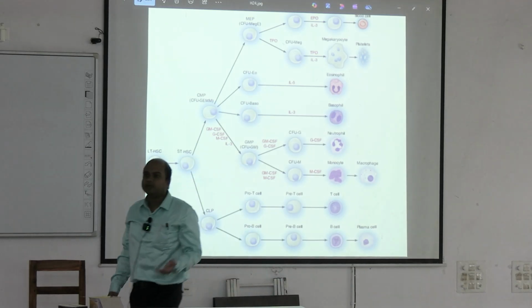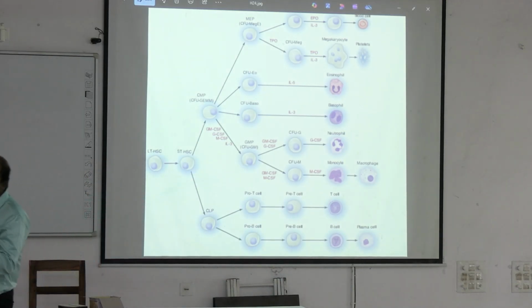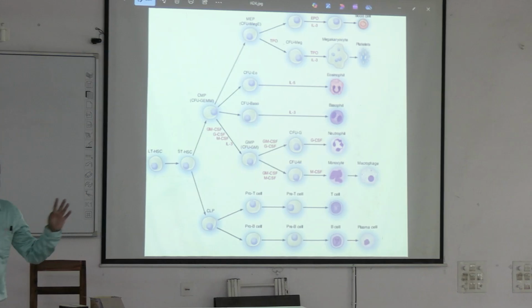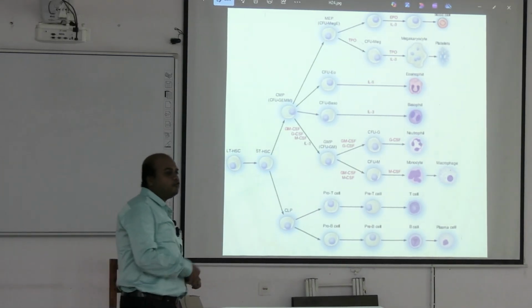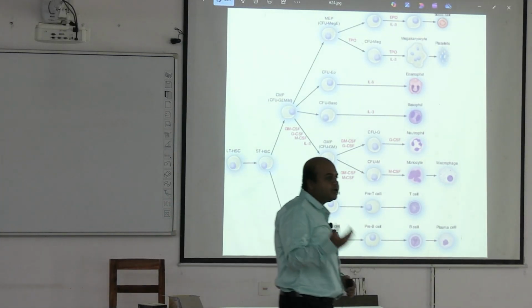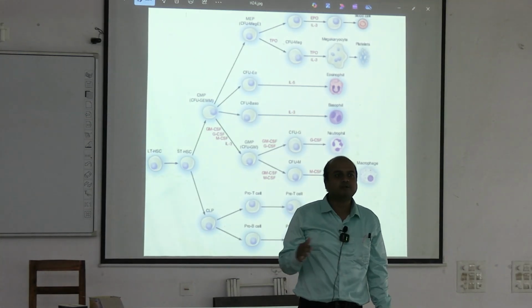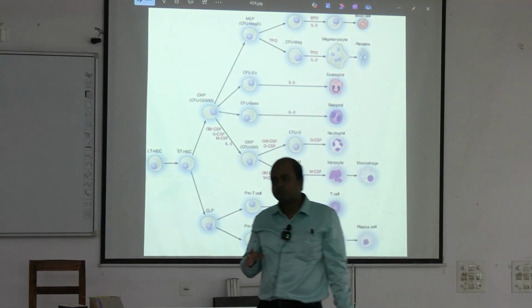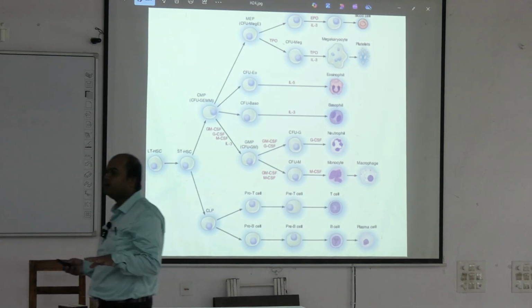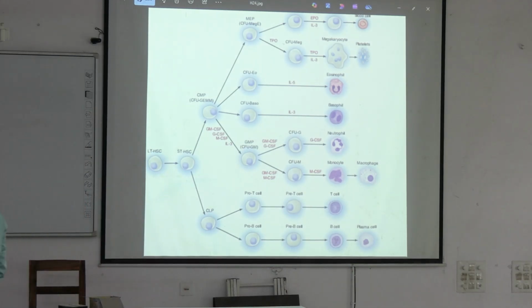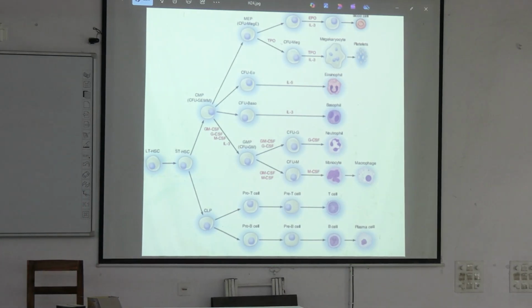Anyway, BFU means burst forming unit for the erythrocytes. CFU-MEG means colony forming unit of megakaryocytes. Megakaryocytes are the precursors of platelets. BFU and CFU, the full forms are burst forming unit and colony forming unit. All these are precursors to the final cells.